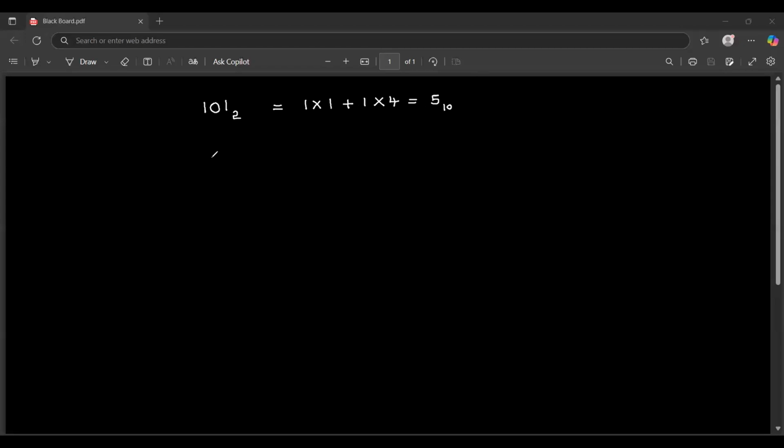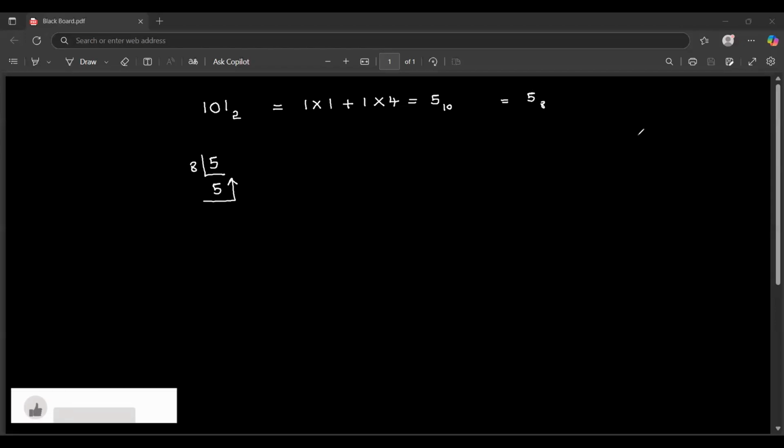What you have to do is divide it by 8. If you divide 5 by 8, you will get 0 and the remainder will be 5. So if you go from bottom to top, it will be equal to 5 to the base 8. So this is what's going to happen when you are converting from binary to octal.